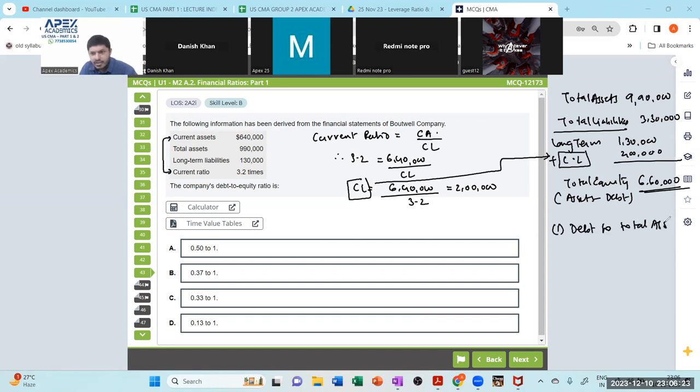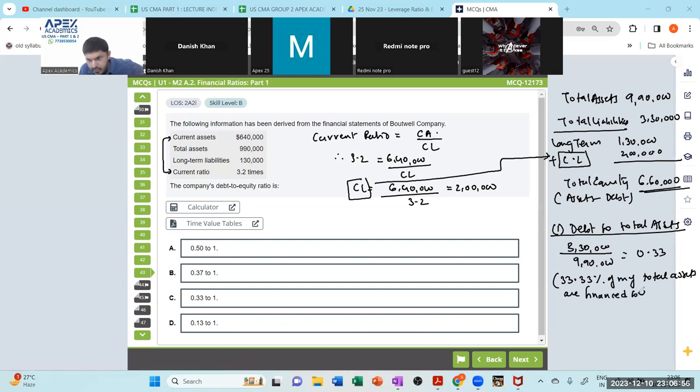First ratio. Sir, I can calculate this with debt to total assets. Sir, you are not looking at the question. I am not interested in Becker, I am interested in Apex. Debt to total assets. What is my total debt? My total debt is 3,30,000 divided by total assets 9,90,000. So this will be 33 divided by 99. What is your answer? 0.33. The meaning of this is that 33.33% of my total assets are financed by debt.